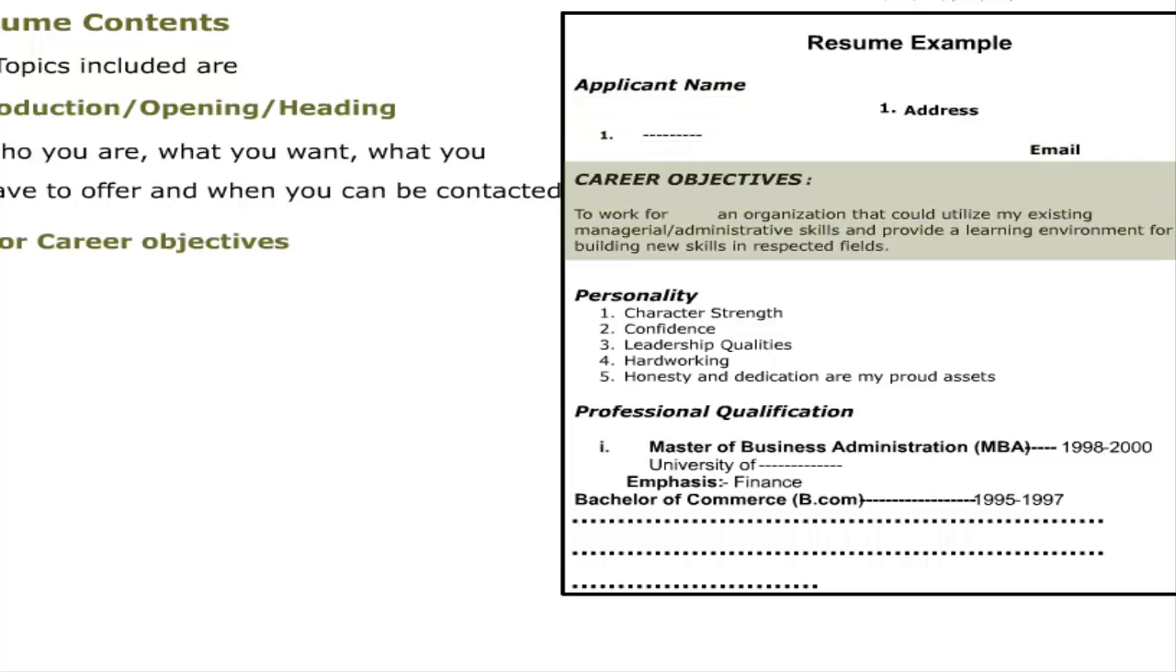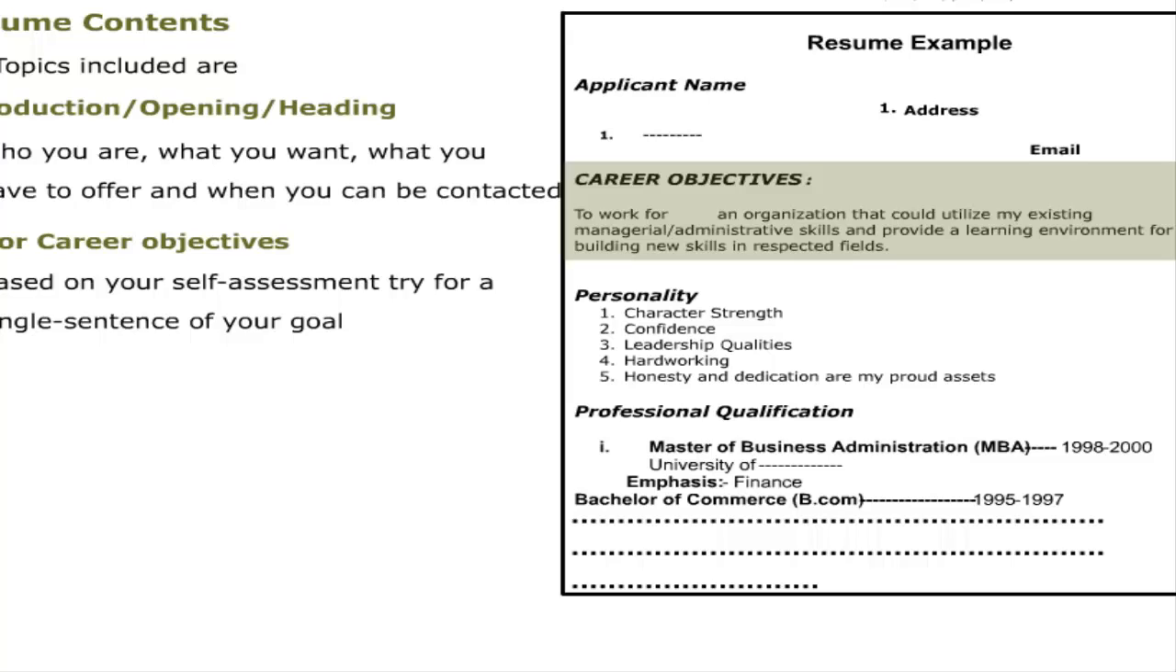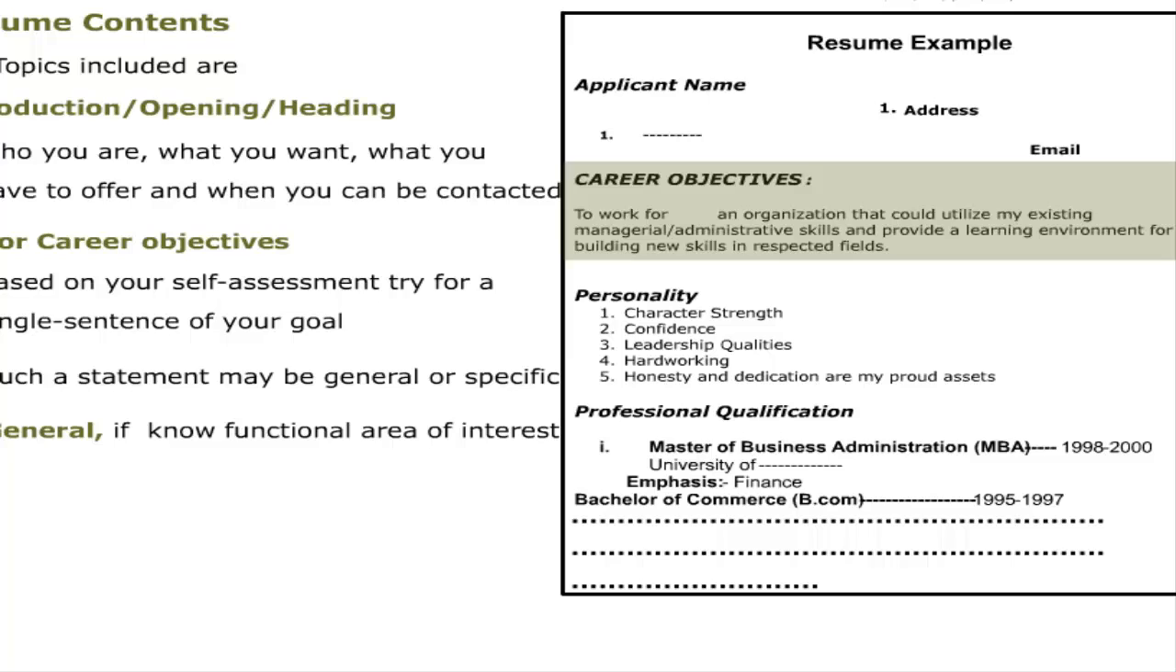Job or career objectives. Based on your self-assessment and an analysis of the job market, you should use a single sentence for stating your goal. Such a statement may be general or specific. General, if you know your functional area of interest.